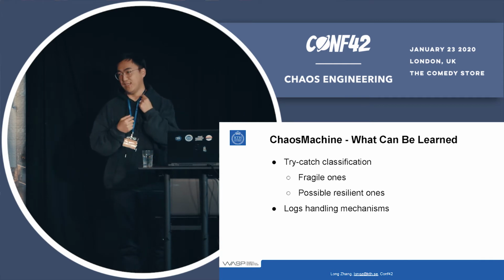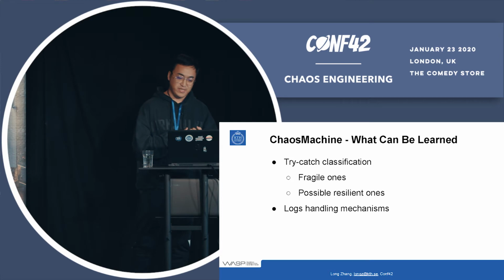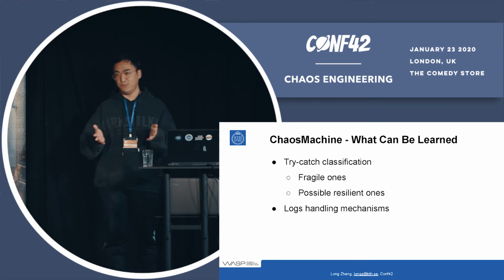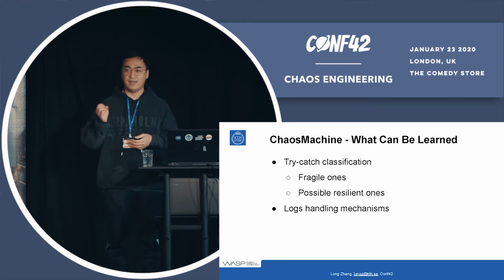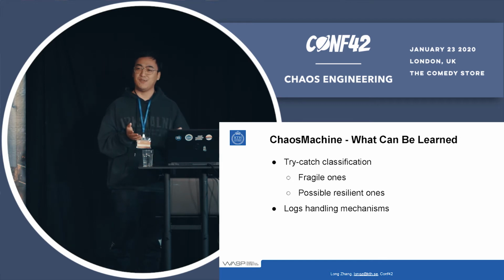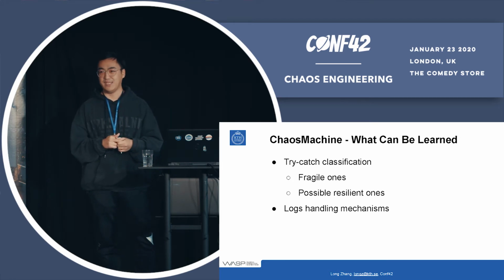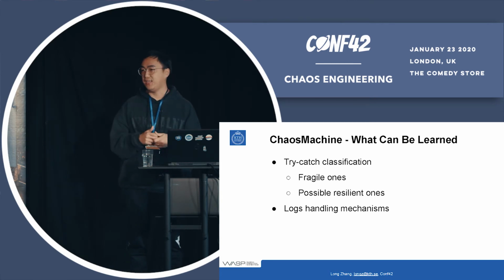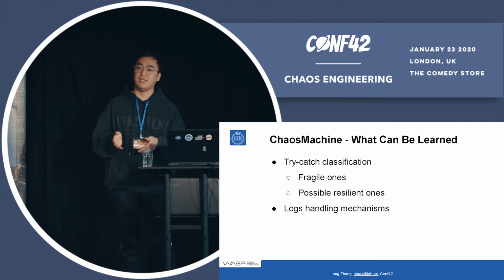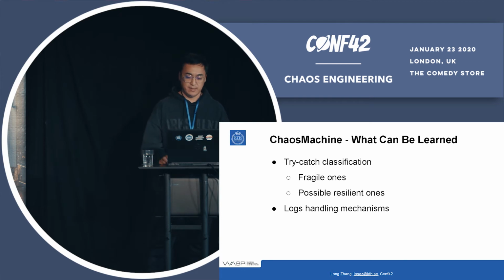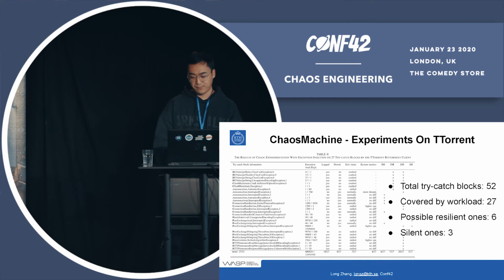So what can we learn from these 4 hypotheses? For chaos machine, basically we could try to classify these try-catch blocks. When we do these chaos experiments, we could find some fragile ones. For example, you try to handle this exception, but we provide an empty catch block. Sometimes it's normal, but sometimes it means we are lacking some thought on this exception, and we don't provide recovery mechanisms for this exception. Then we could also learn about log handling mechanisms at the bytecode level.